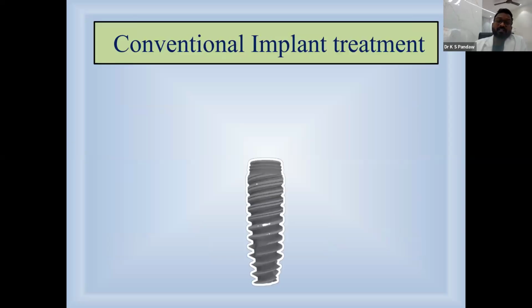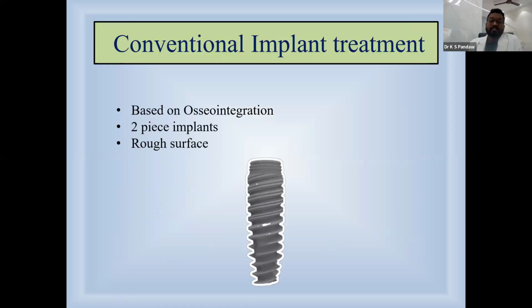If we see the conventional implant treatment, these implants are endosseous implants. It rests in the cancellous bone and works on the principle of osseointegration. It is a two-piece implant with a rough surface. It can be an active implant or a passive implant. So the conventional implant can again be classified into two types: active implant and passive implant.